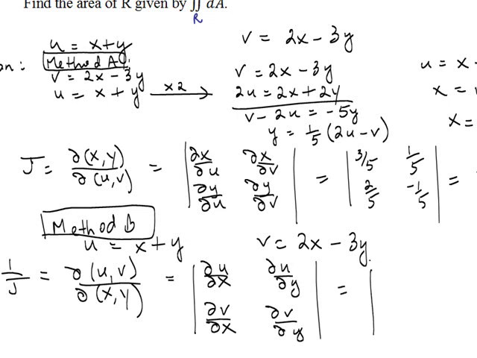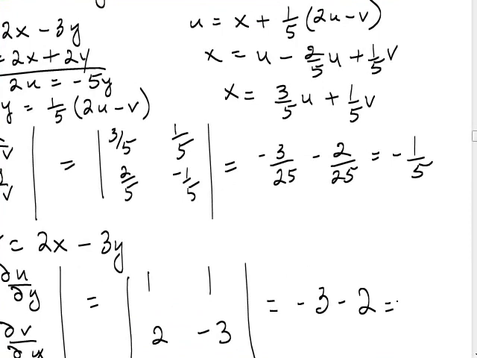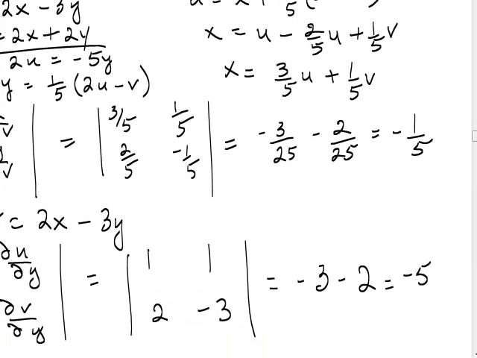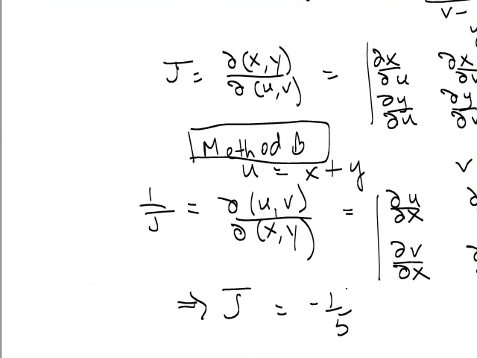What is partial u partial x? Partial u partial y, partial v partial x, partial v partial y, minus 3. Work that out. Minus 3 minus 2 is minus 5. But this is 1 over J. So J is minus 1/5. As you can see, this is a lot easier, right, than doing it the other way. Okay? All right, so we have J.